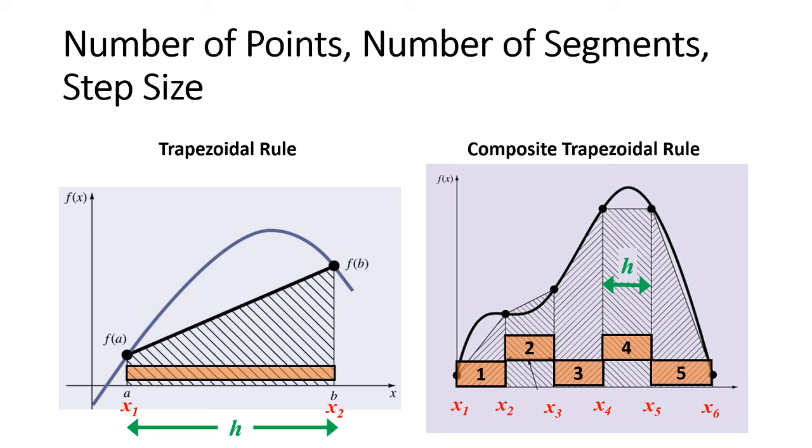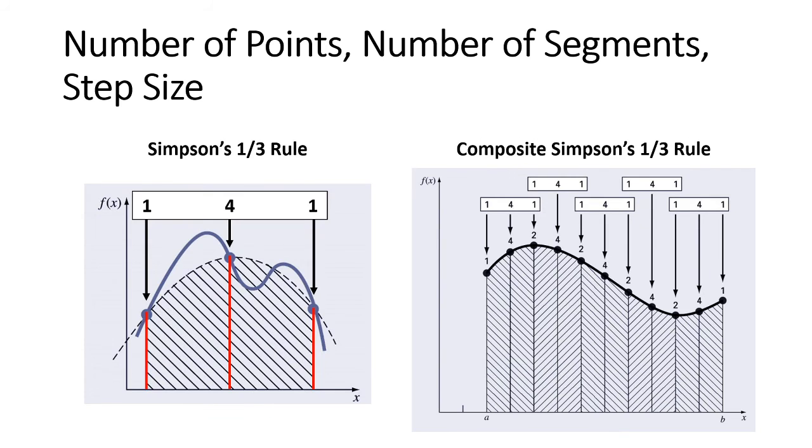So let's try to apply the same approach to identify the number of points, number of segments, and step size for the Simpson's one-third rule. A single application of Simpson's one-third rule requires 3 points because we are looking at a quadratic equation as the approximation for the function to be integrated. So therefore, I have 3 points, x1, x2, and x3. This also means that when I apply Simpson's one-third rule one time, I will need 2 segments. And the step size will still be the width of the single segment. Because there are 2 segments here, the step size is this width. So it's not the entire range of the integration limit from A to B.